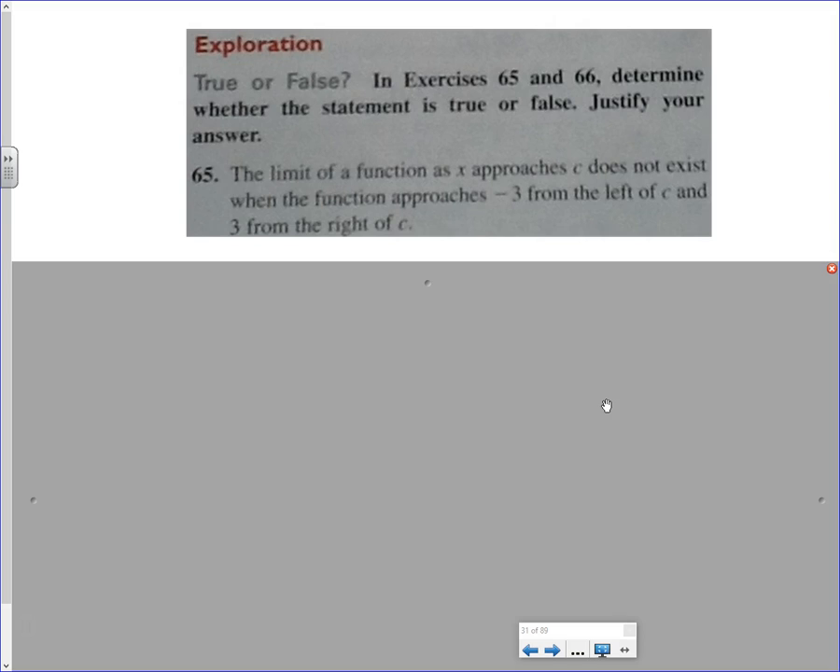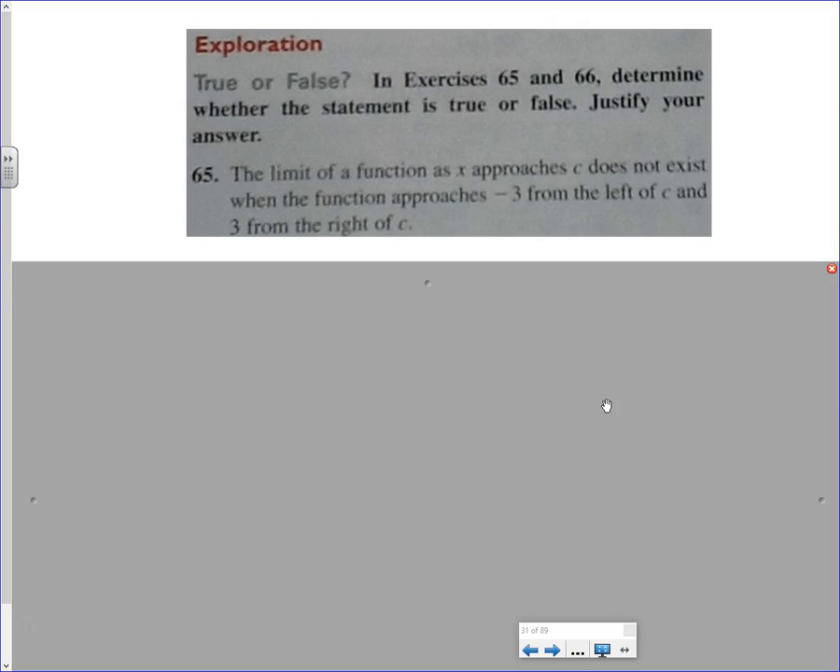Hold on, let me just think through. Let me read through first. The limit of a function as x approaches c does not exist when the function approaches -3 from the left of c and 3 from the right of c. Okay, how many of you guys say true? How many of you guys say false? And some of you didn't vote because you're too scared. Why? Come on. All right.